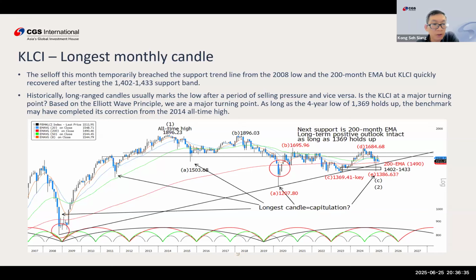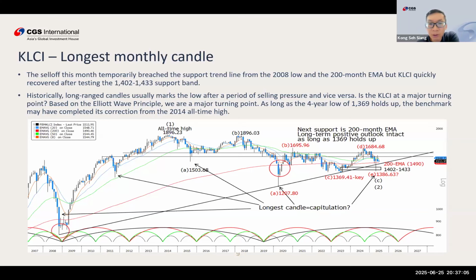If you take a look at the sell-off in 2008, there was a long candle at the end. At the end of 2011, there was a short sell-off that also ended with a long candle. And 2015 was also a long candle. 2020's COVID also had a long candle. And so potentially the April candle, which was also a very, very long candle, would also have been a nice low here for the KLCI.